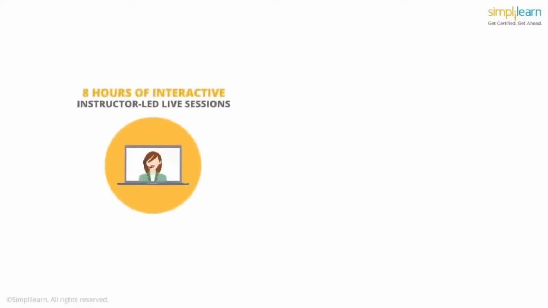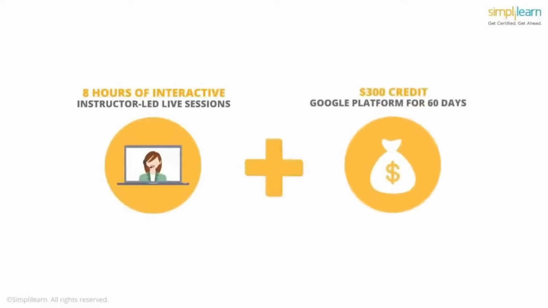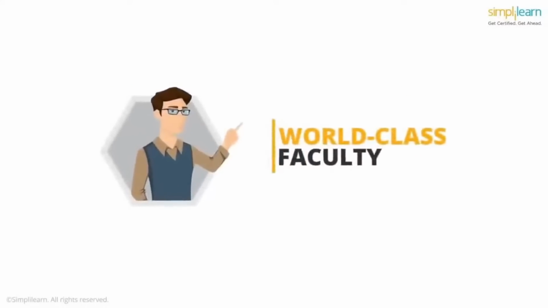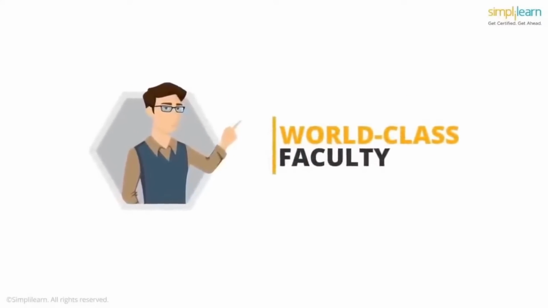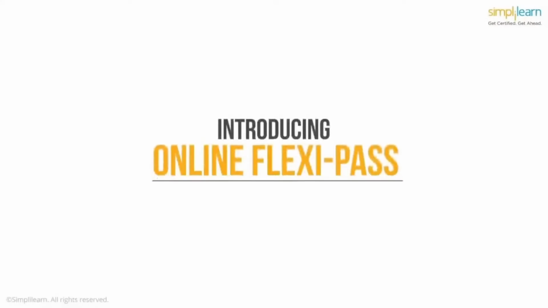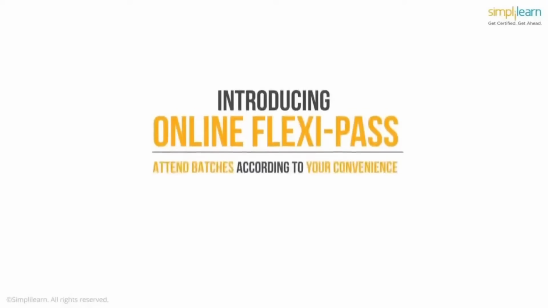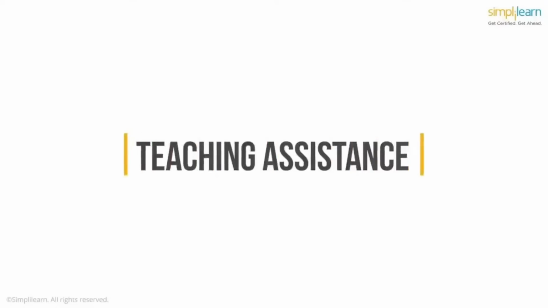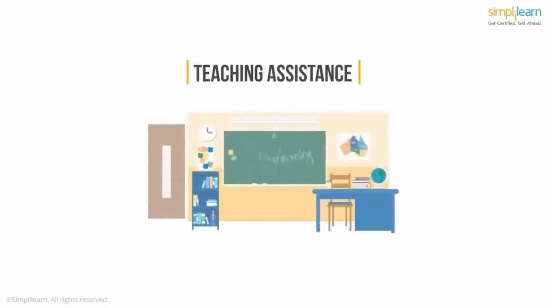Simplilearn offers you extensive training to help you understand the platform. You get 8 hours of interactive, instructor-led live online sessions. Along with the course, you receive a free trial account with $300 credit toward the use of Google Cloud Platform for 60 days. The instructors are Google authorized trainers. The content is engaging, and all the topics are very well explained. With Simplilearn, you'll be enrolling for the online classroom FlexiPass, which gives you the flexibility to attend any of the weekday and weekend batches, according to your convenience. Another thing that's impressive is the proactive teaching assistance, where experts resolve all your course-related, project-related, or technical questions while pursuing the course.